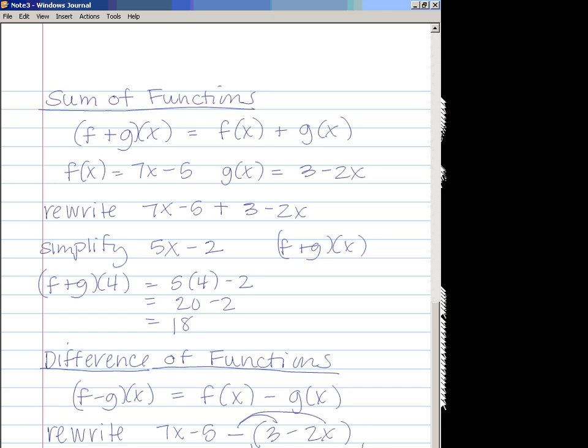We're simplifying, and when we continue simplifying, we get 9x minus 8. So if you're asked to evaluate f minus g of x, you would stop here. But if we're going to go one step further and evaluate it at 4 using the same number, we'd have 9 times 4 minus 8, which gives us 36 minus 8, which evaluates to 28. All right, so we've done sum, we've done difference. Next one is products.